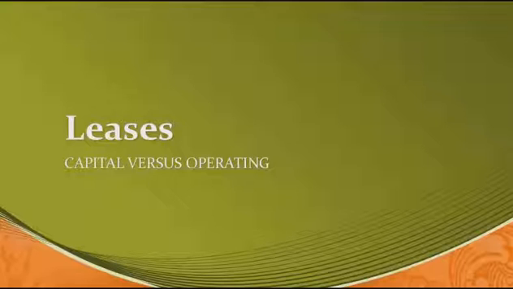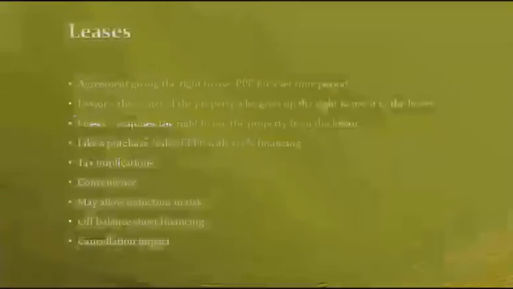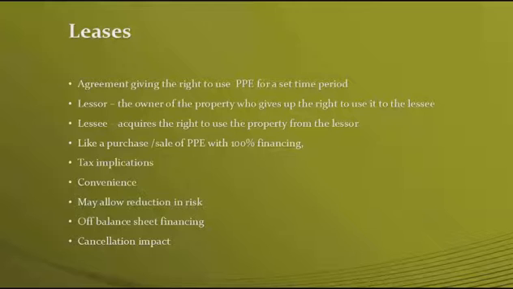We're going to talk about leases, usually of property, plant, and equipment, and we're going to particularly focus in on capital versus operating. Leases are basically agreements between two companies or parties. The lessor is the one who owns the property and gives the right for someone else to use it. That someone else is the lessee. Then the lessee, during a certain specified period of time, acquires the right to use the property.